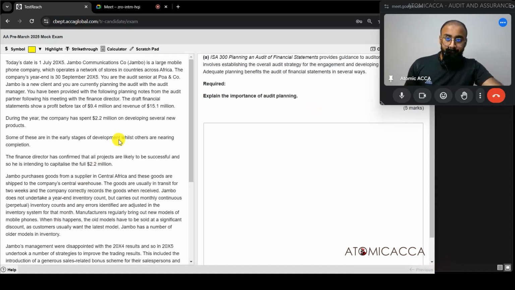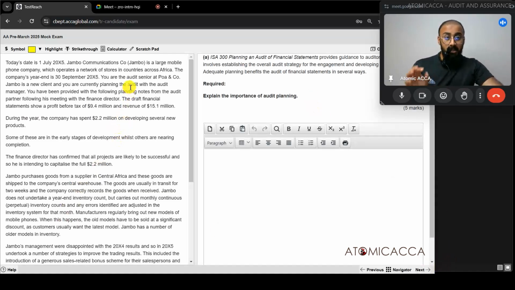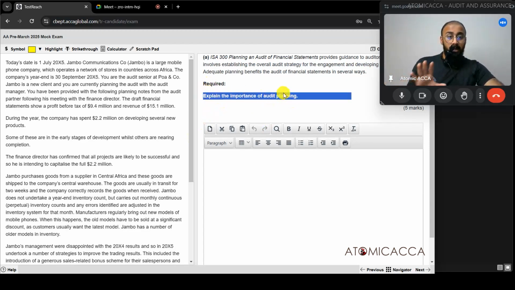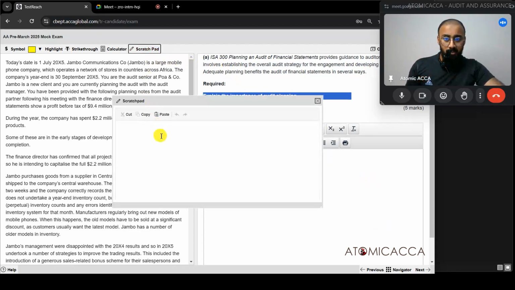Clicking next. We register the first case study, and keep in mind section B has three case studies, 30 marks, 20 marks, 20 marks, and it will be spread across different requirements. So once we move to the first case study, we're not reading the case study as said, we're only looking at the requirements. Required over here, explain the importance of audit planning. Now we understood that 15 questions were done, so this is question number 16. So question 16 is a knowledge based question. We just keep a note of this.